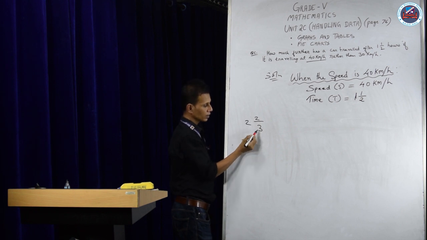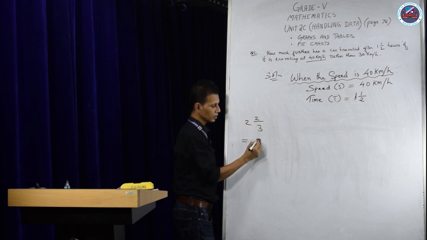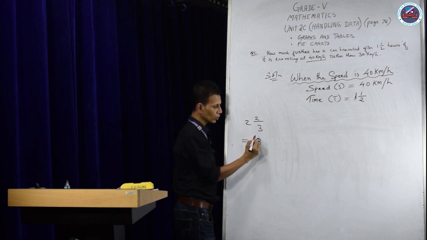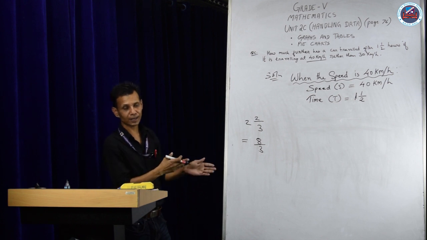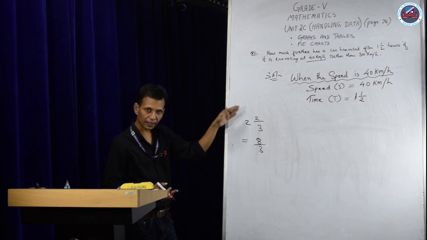How would I write this? 3 times 2, 6. 6 plus 2, 8. The denominator is 3, which never changes. It will stay in its own place. Is that okay? First multiply, then add.